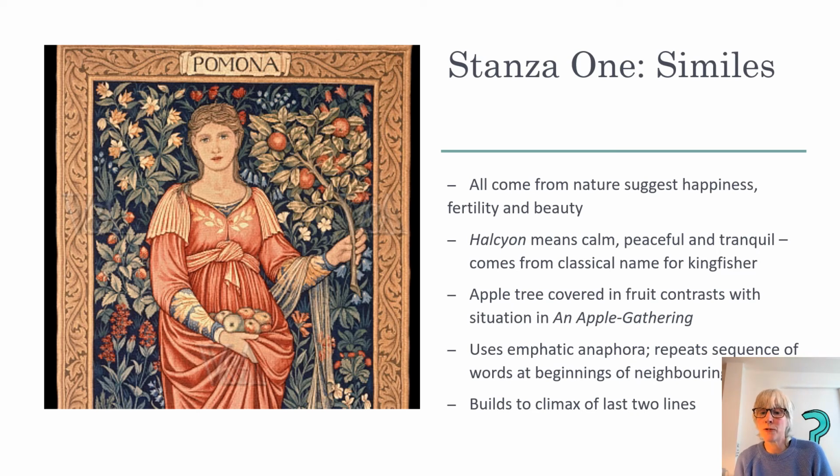The apple tree covered in fruit. We may remember the tragedy of An Apple Gathering, when the speaker goes to her tree and there is no fruit there. So this is the opposite of that. This is the tree that has gone through the proper natural process, the blossom, and then the fruit has set and is full of fruit, so it's fertile. There is emphatic anaphora.